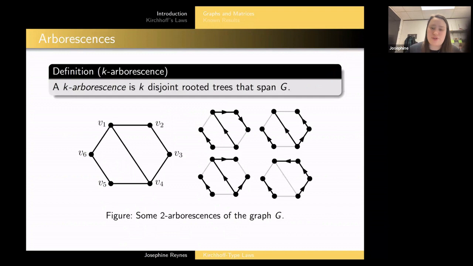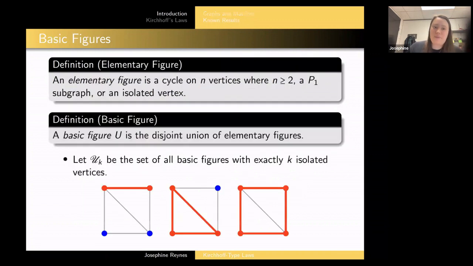The next thing I want to introduce, which I need for Kirchhoff's laws, are K arborescences. A K arborescence is a set of K disjoint rooted trees that span a graph. Here, for a more interesting example, is a slightly bigger graph than the previous example, and here are some of its 2 arborescences. All of these have a root at V5 and a root at V4. You can see that there are 2 trees and they span all the vertices of the graph. A K arborescence would have K trees, but these are just some 2 arborescences for this specific graph.